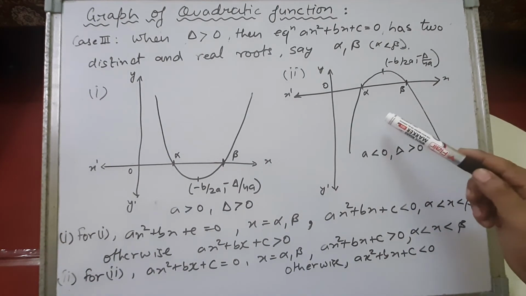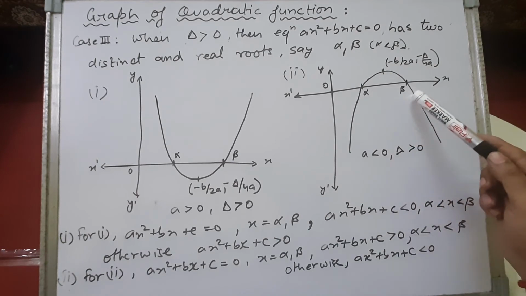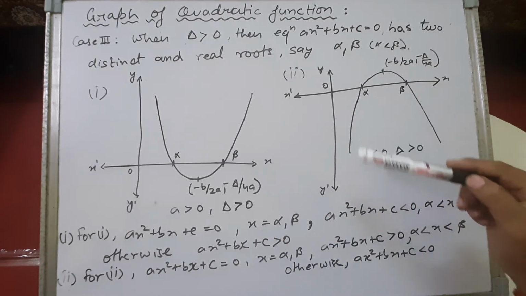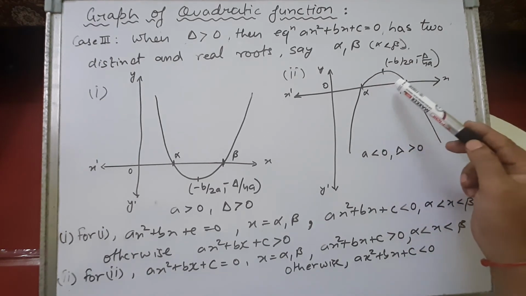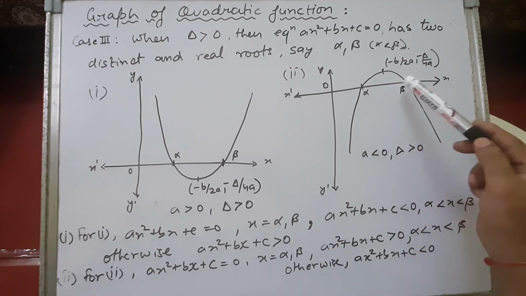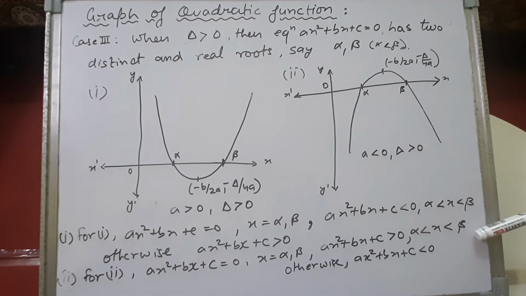Right? Same as here, the value of x is alpha and beta, then the value of the quadratic expression will be 0. Right? The curve is above the x-axis when x is in between alpha and beta. So the value of ax square plus bx plus c will be positive when x is lying in between alpha and beta. Or otherwise it will be negative. The rest of the values of the curve are lying below the x-axis. So the value of the curve will be negative for the remaining values of x.